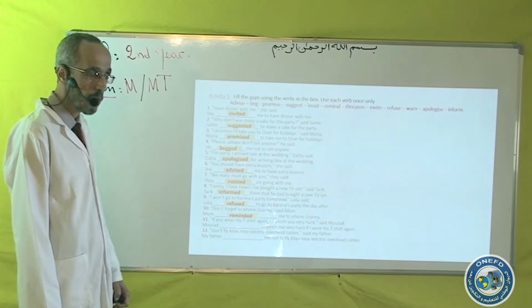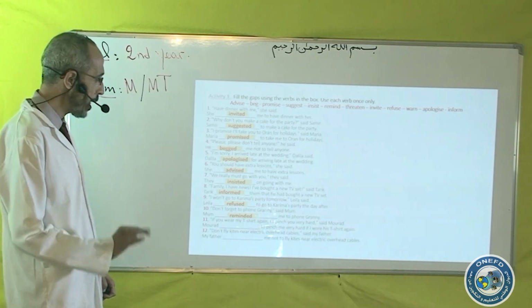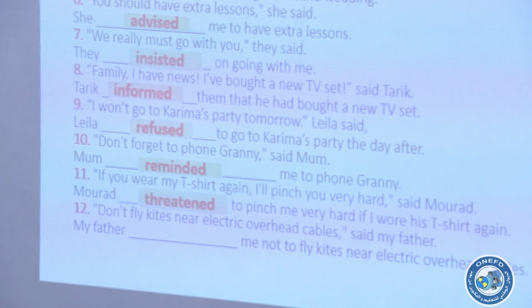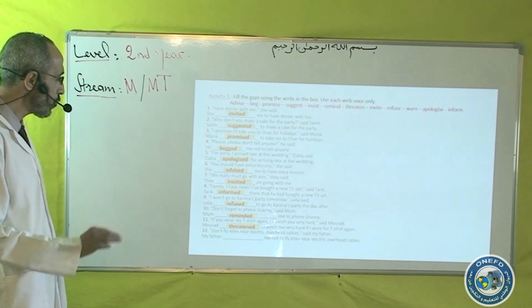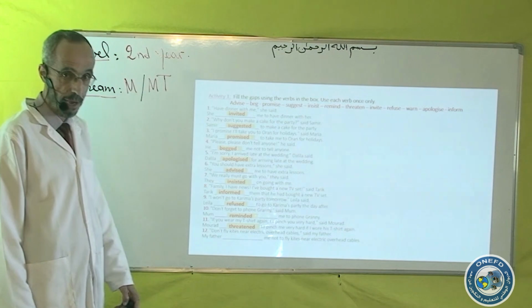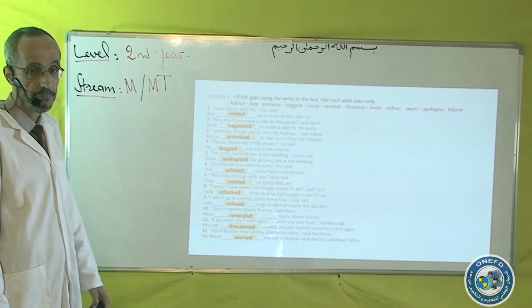Number 11, "If you wear my t-shirt again, I will pinch you very hard," said Murad. Murad threatened to pinch me very hard if I wore his t-shirt again. Number 12, "Don't fly kites near electric overhead cables," said my father. My father warned me not to fly kites near electric overhead cables.